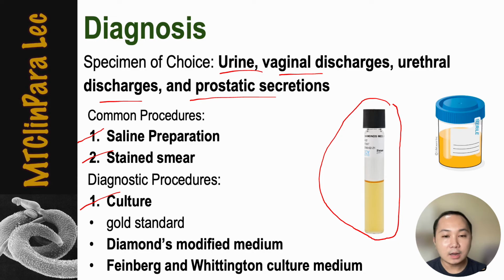So in this particular scenario, the culture media that we use, we have your Diamond's modified medium, or sometimes we also use your Feinberg and Whittington culture medium. So either of the two can be used to preserve the life of our parasite. And then after a while, after letting the parasite grow, we can extract a fluid directly from this particular broth and then view under the microscope using our saline preparation.